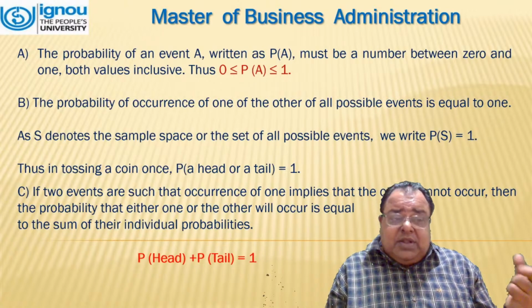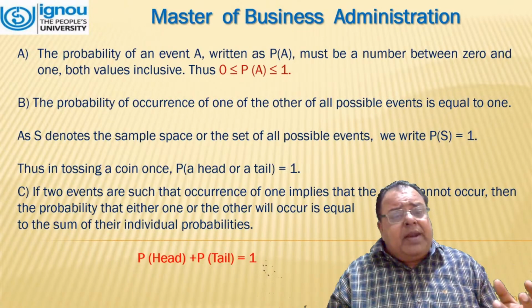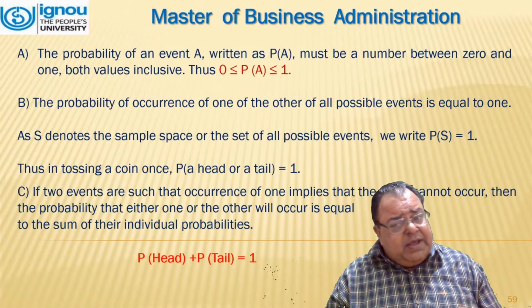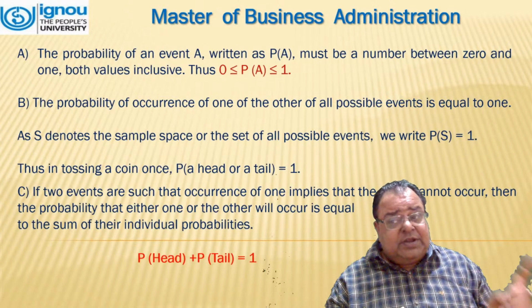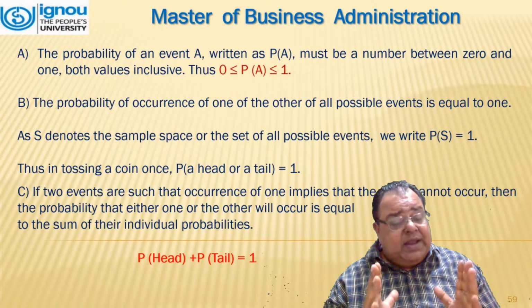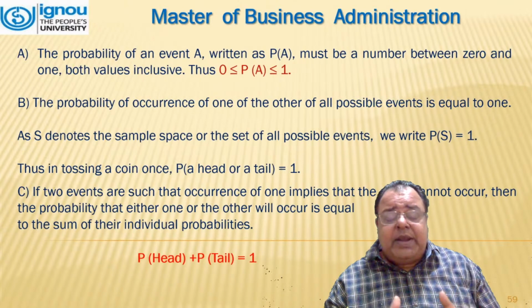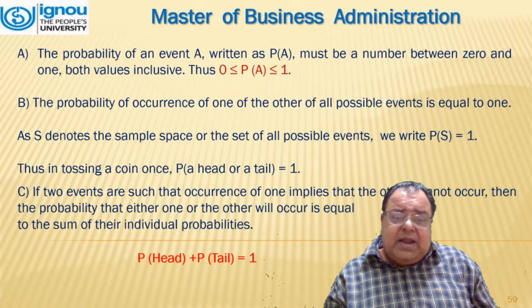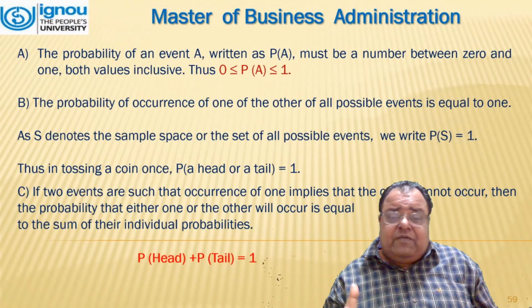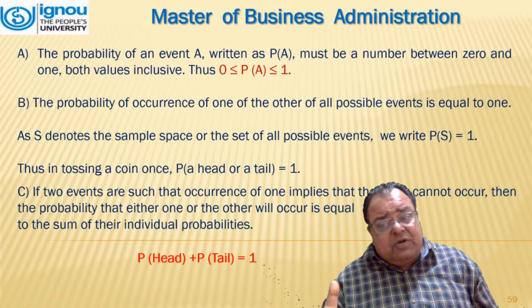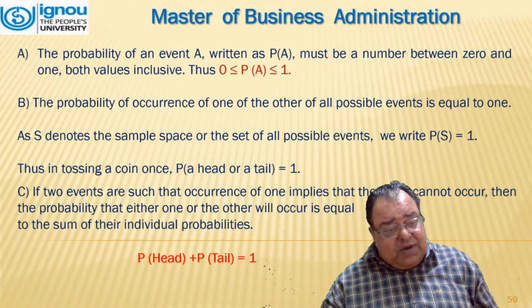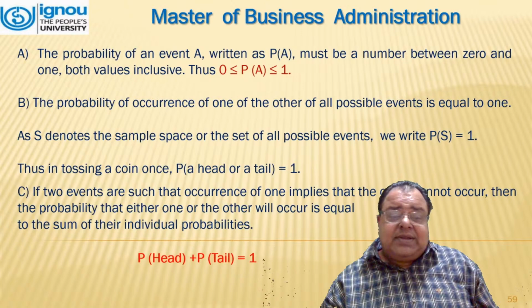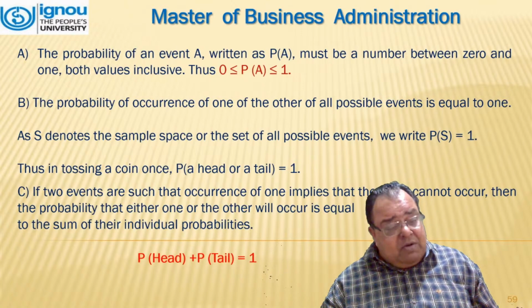Now see what the axioms are. The probability of an event A, written as P(A), must be a number between 0 and 1, and both values are inclusive. That means the probability of any event will be between 0 and 1. The probability of occurrence of one or the other of all possible events is equal to 1. As S denotes the sample space, or the set of all possible outcomes, it is written as P(S) equal to 1.